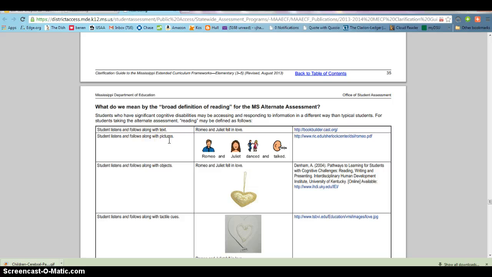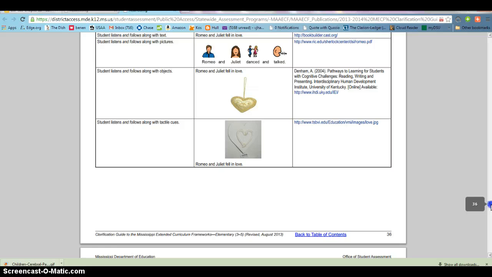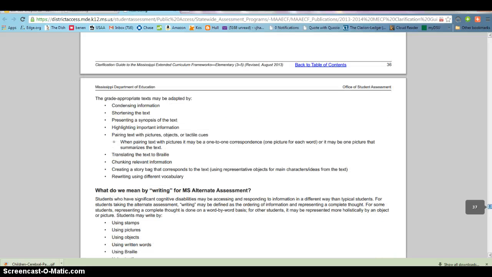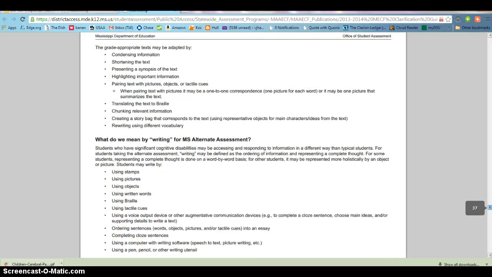For a child with a significant disability, instead he may be listening and following along with pictures. So Romeo and Juliet danced and talked. Or he may be following with objects. Romeo and Juliet fell in love. Same idea there, but we're going to show him a heart. Or he may follow with tactile cues, where we actually give him a heart that he can feel on the paper.